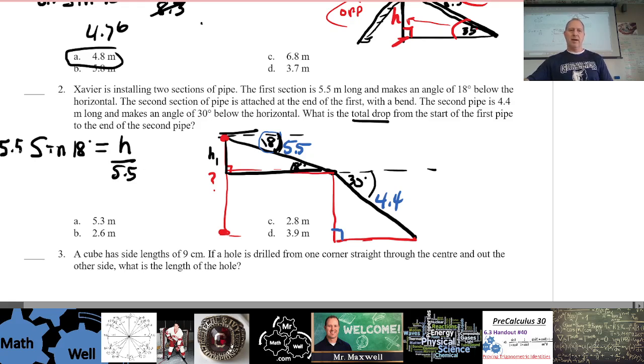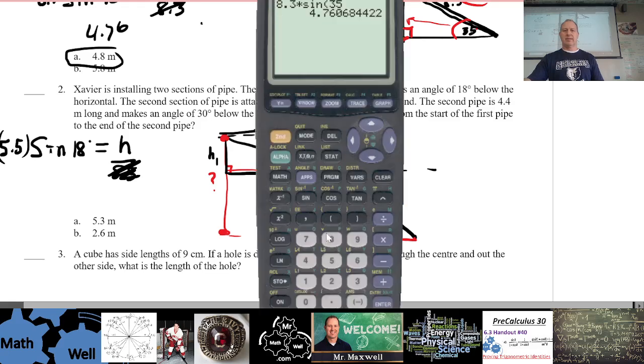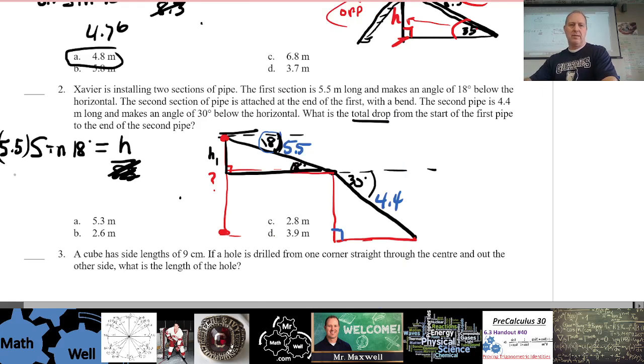And 5.5 over here. And so we're going to get h1 there. 5.5 times sine of 18 is 1.7, looks like 1.6995. You can probably round that to 1.7, that would be okay too.